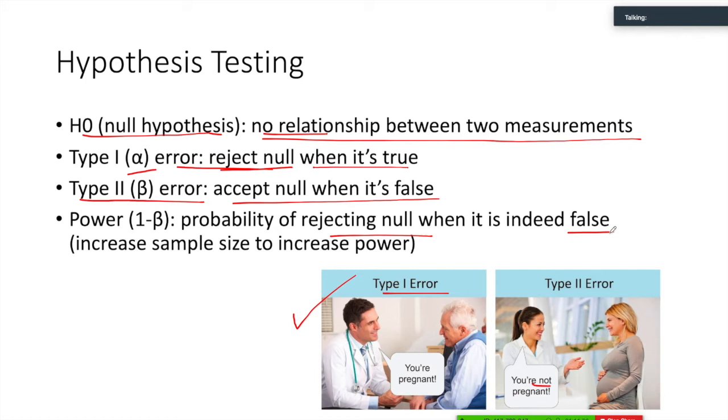So, a question that you will commonly see is how to increase the power of your research: increase the sample size. By increasing the sample size, we have a greater probability of rejecting that null hypothesis. Okay? Great.